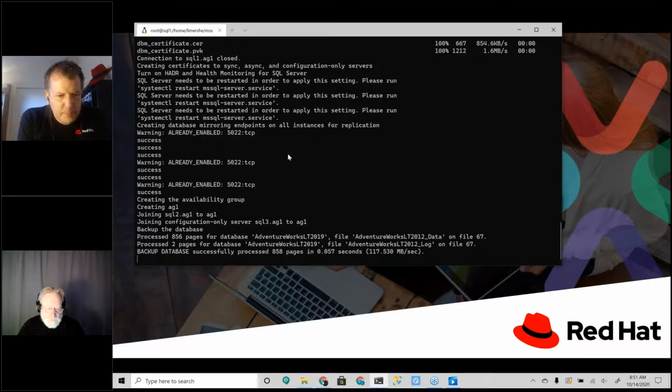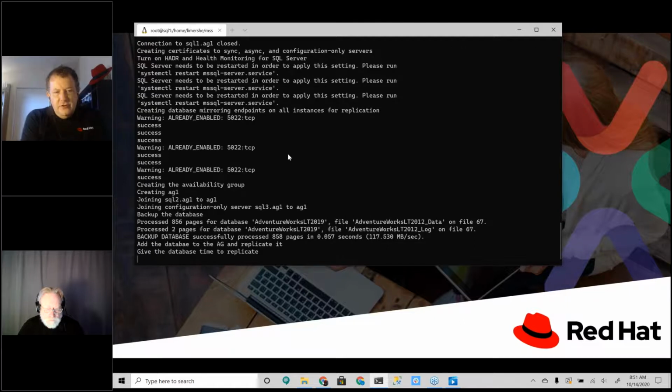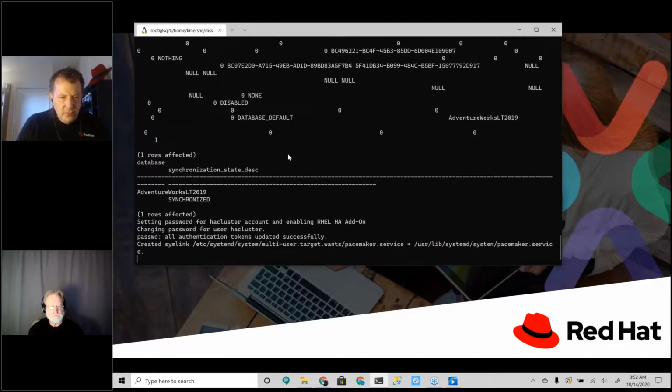After that, we get to backing up the database, which is already configured on my primary system. In this case, I'm using AdventureWorks. And we will then add that database to the availability group and give it a little time to replicate out to the group. So the core SQL Server configuration is basically done at this point. We're going to do a check to make sure that the database made it over to the replicas. But all of the bits that you would do in SQL Server Management Studio are already done.